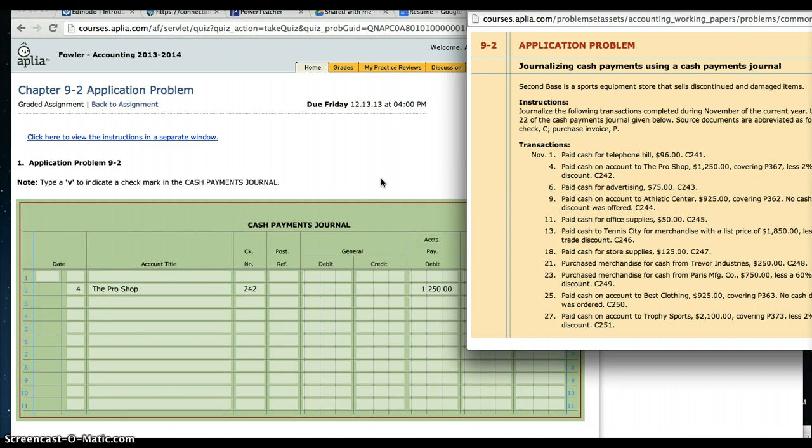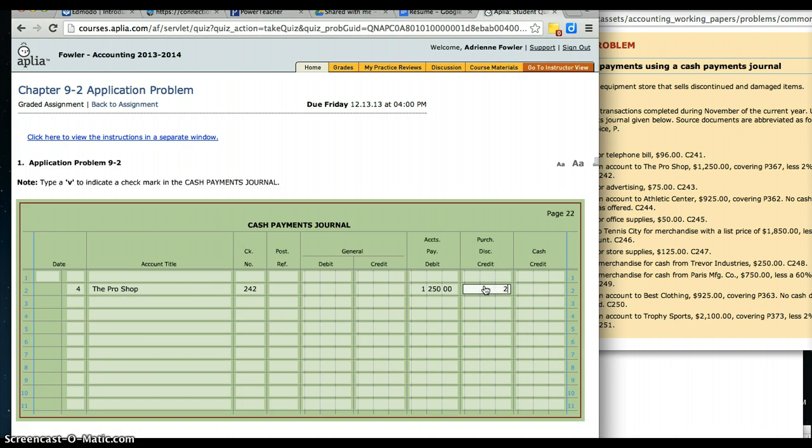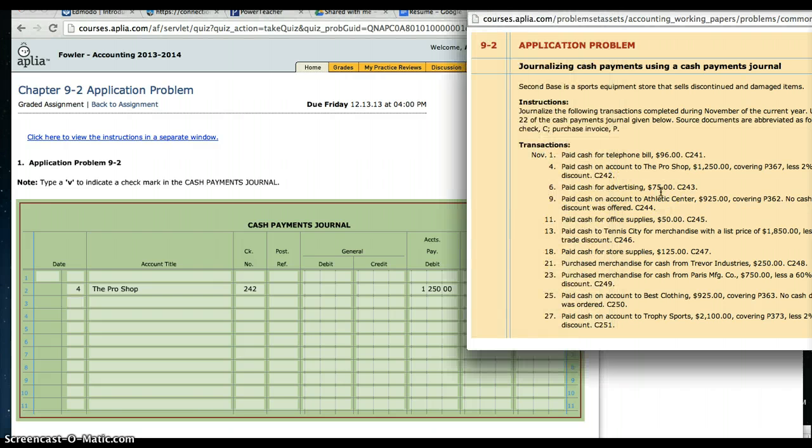So 2% of $12.50 is going to be $.25. We're going to put that there, which means the only amount out of pocket that we have is $12.25. We subtract those two. You should be okay on the 1st, the 6th, let's look at the 9th.